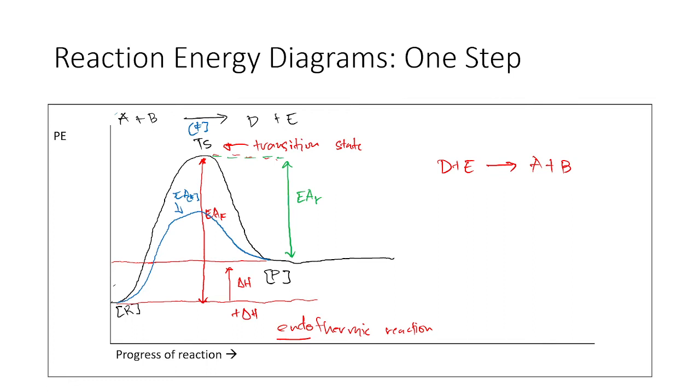Same goes with our exothermic reaction. Ganun lang din gagawin natin. We just need to account for the difference between the potential energy of our transition state and our product to get the energy required to reverse the reaction.